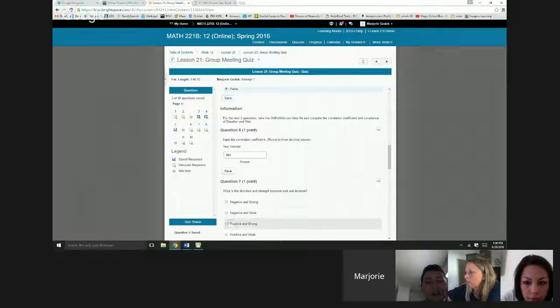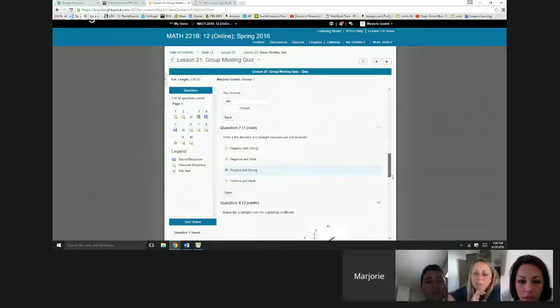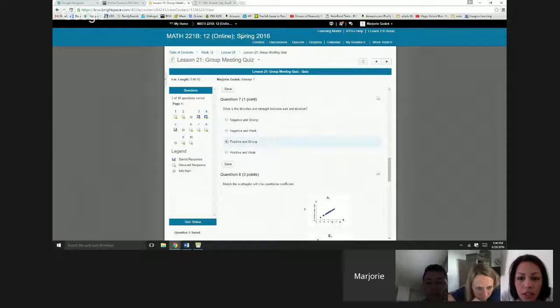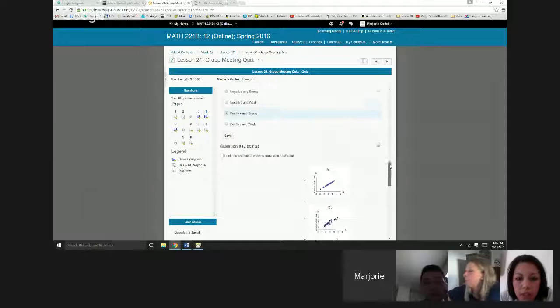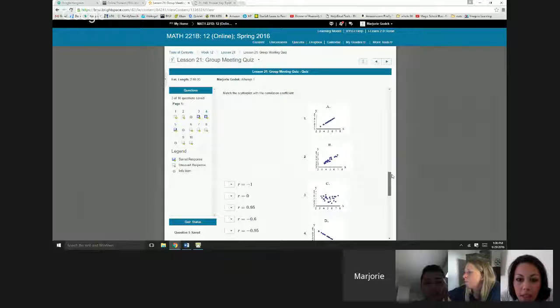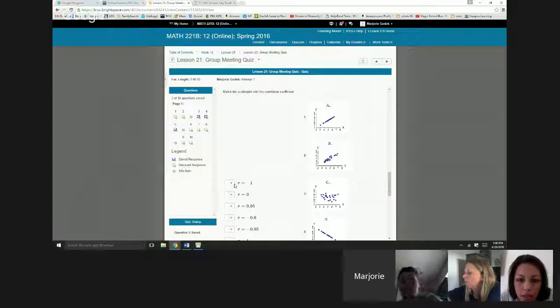And we're saying it's positive and strong? But we have to do the scatter plot because it's telling us to match it. No, it's not. You're choosing the R. Okay. So A is the first one, the R = -1. Or 1 is the first one. 1 is 1? 1 is 1.